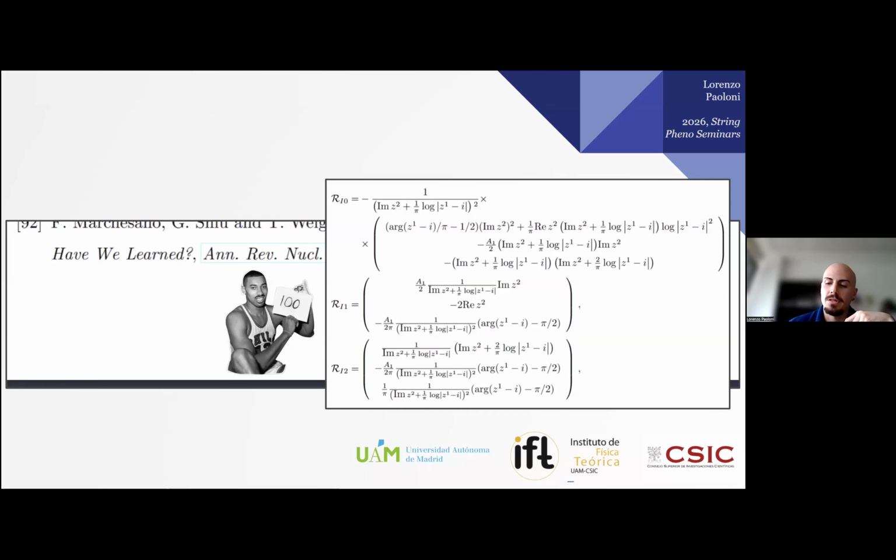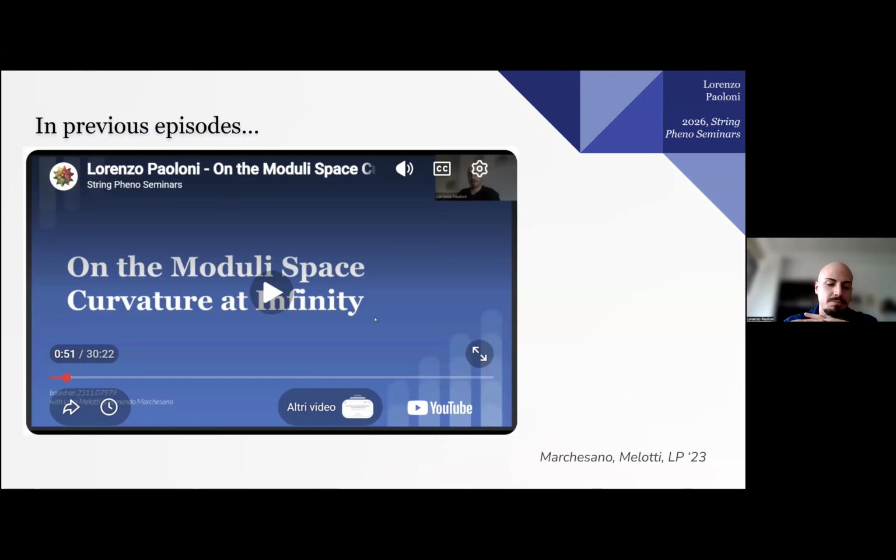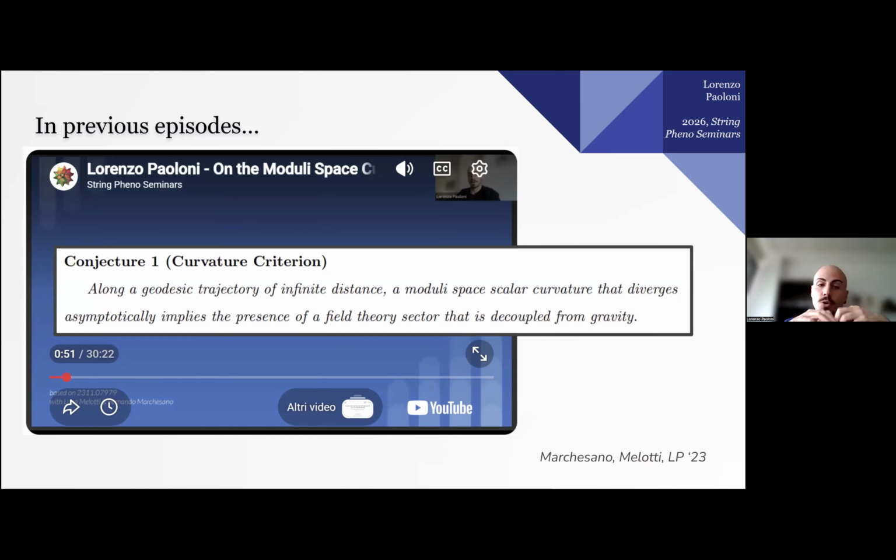But let me start a little bit from years ago, with Fernando and Luca. We put out this conjecture, this curvature criterion, proposing that divergence in the moduli-space curvature signals a corner in the space of theories where gravity decouples. The setup we studied was type IIA string compactification on Calabi-Yau threefolds in a large volume regime, following the so-called EFT string limits.